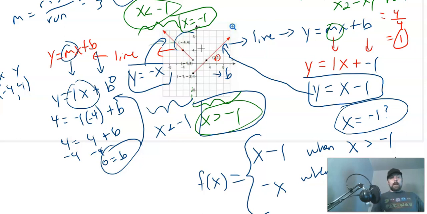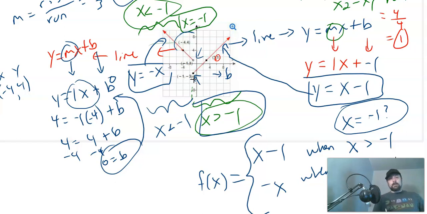So here we have an open circle on this endpoint, and here we have a closed circle. It's just like with inequalities, the way you learned inequalities, right? If you don't want to include the point, it's an open circle. If you do want to include the point, it's a closed circle.